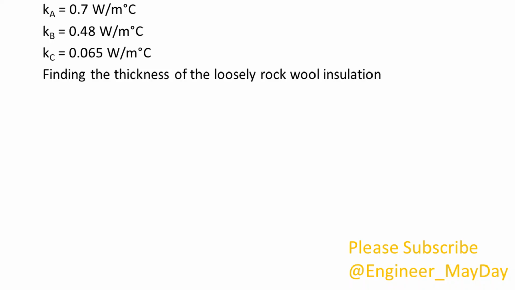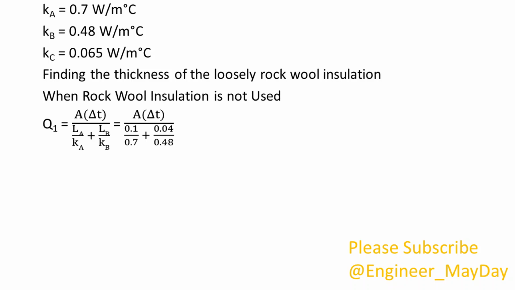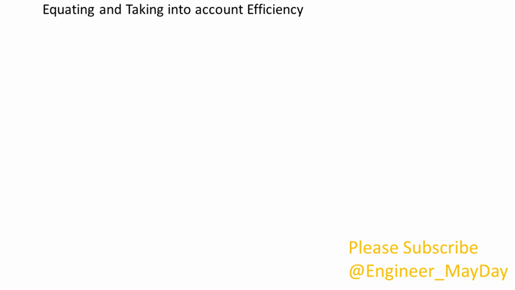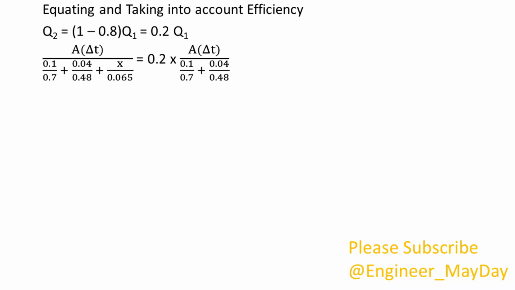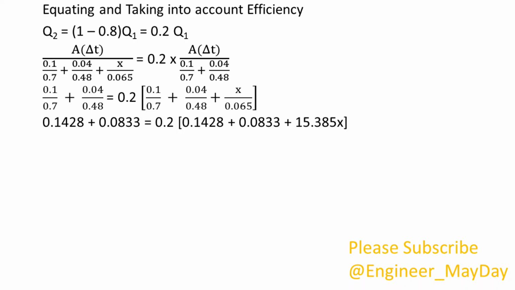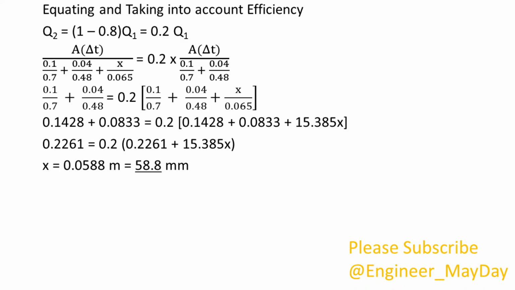Finding the thickness of the loosely packed rock wool insulation. When rock wool insulation is not used? When rock wool insulation is used? Equating and taking into account efficiency. X equals 58.8 millimeters.